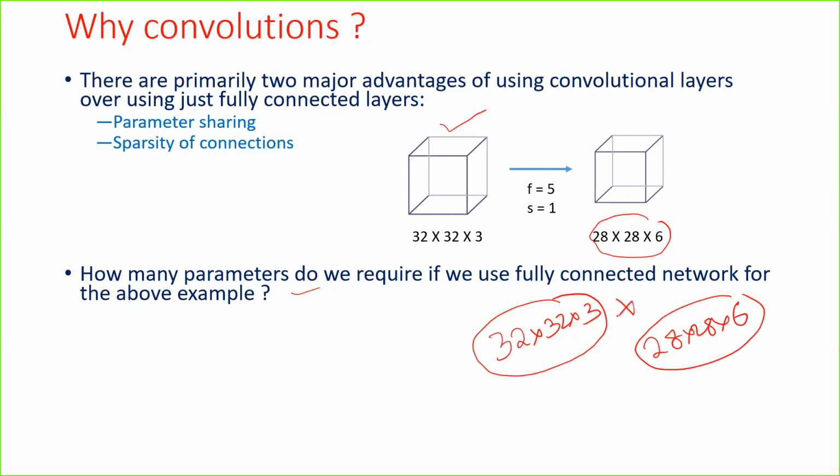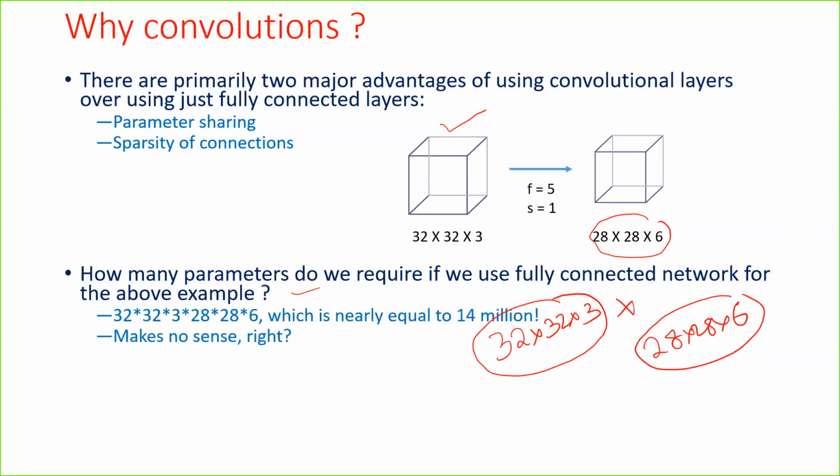Multiplication of these two, isn't it? Am I right? Yes, sir. So the number of parameters that you require is 32 times 32 times 3 times 28 times 28 times 6, which is nearly equivalent to 14 million. Makes no sense, right? 14 million parameters between the two layers.